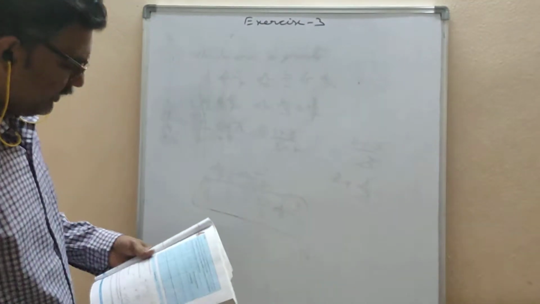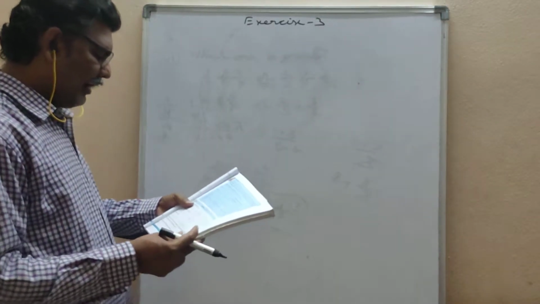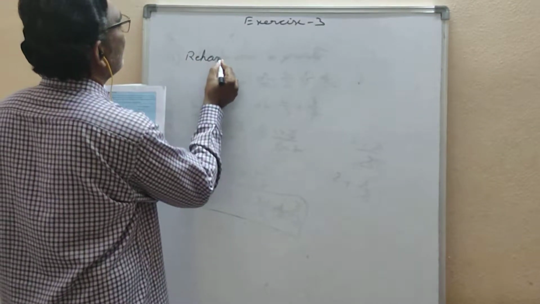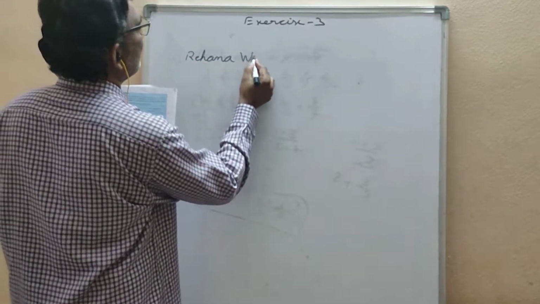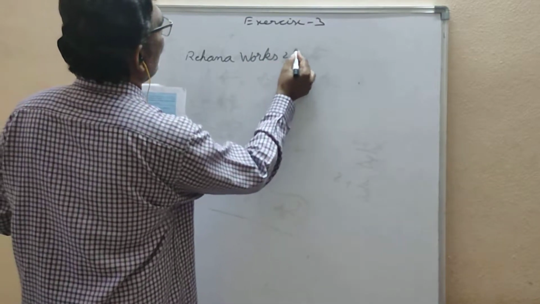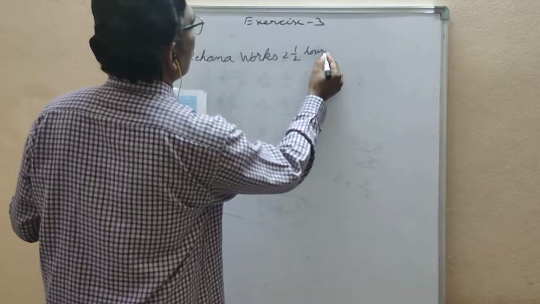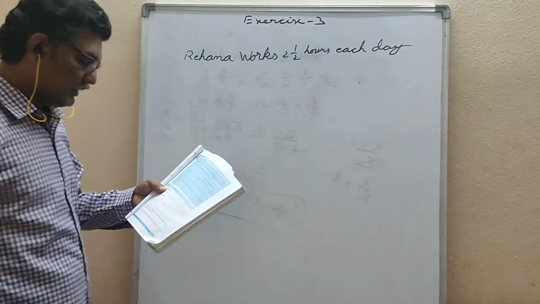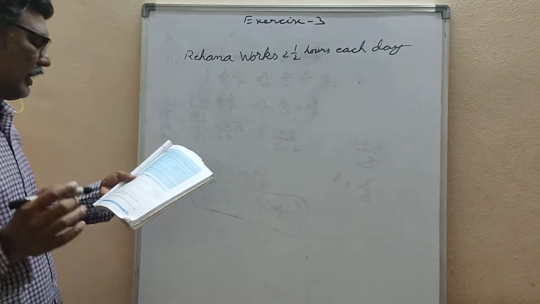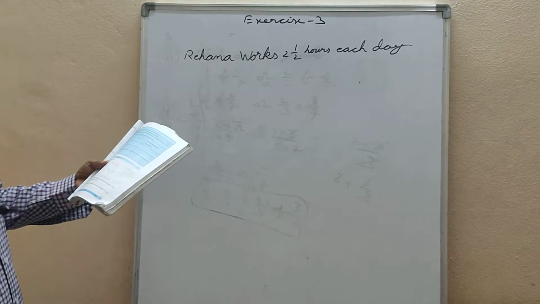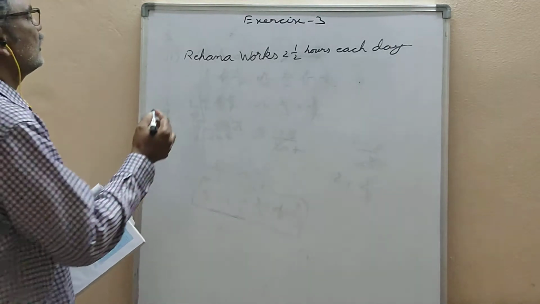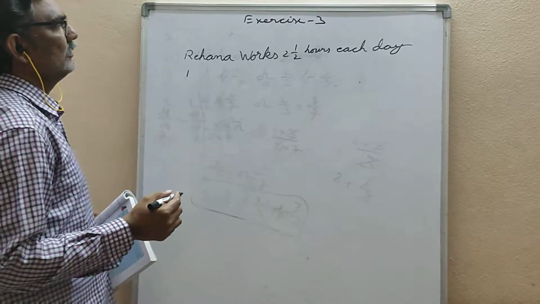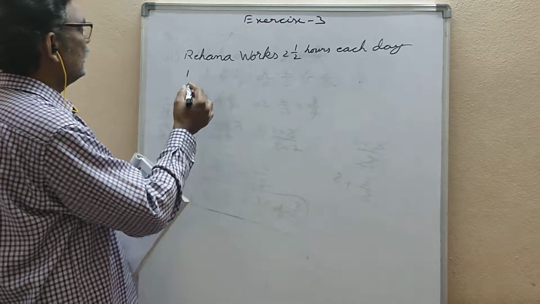See, what is the next problem? They have given here: Rehana works 2.5 hours each day on her embroidery. She completes the work in 7 days. So, one work is there. So she completes the work in 7 days.